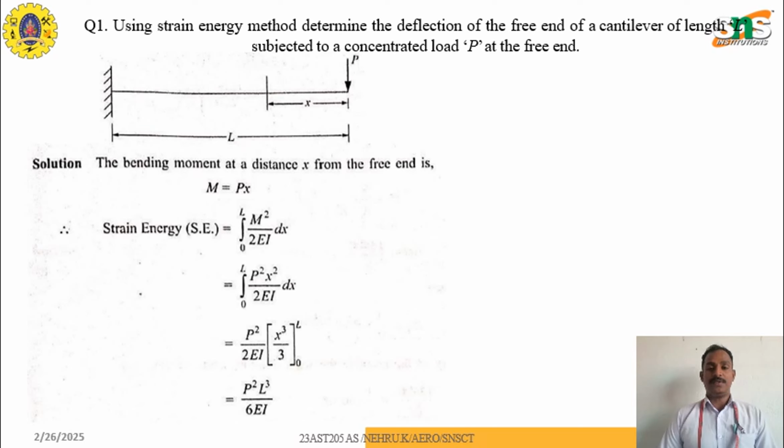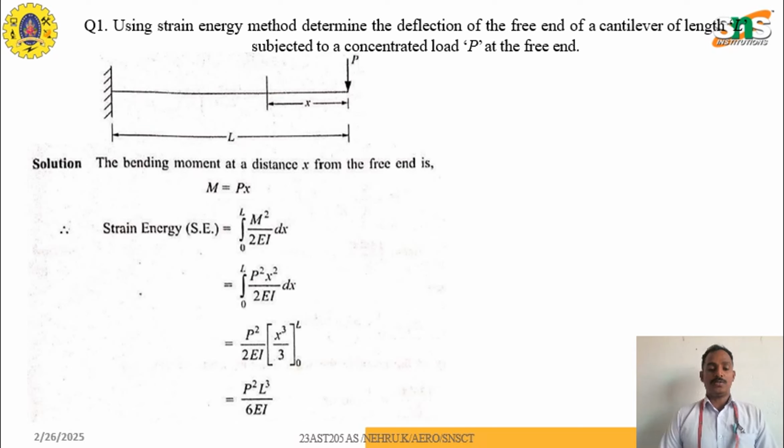We can determine the deflection of the free end of a cantilever beam of length L subjected to a concentrated load P at the free end. So the load is P, the distance is L. Taking the bending moment at a distance x from the free end, we get M equal to P into x. Strain energy formula: U equals integral from 0 to L of M squared by 2EI into dx. M will be P into x, so applying M squared, we get P squared x squared by 2EI into dx.